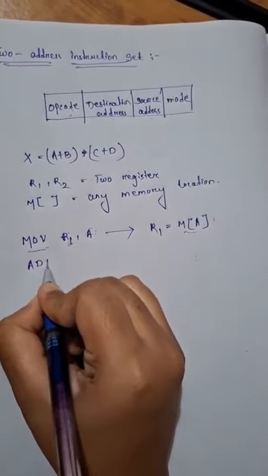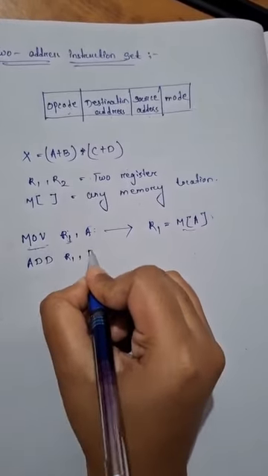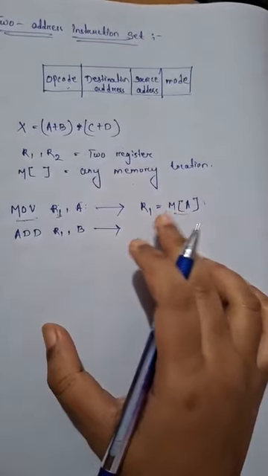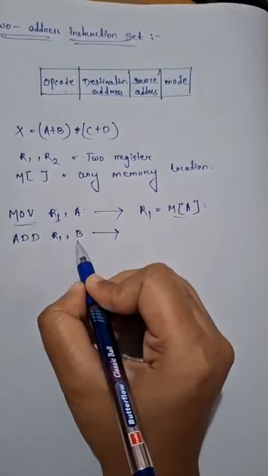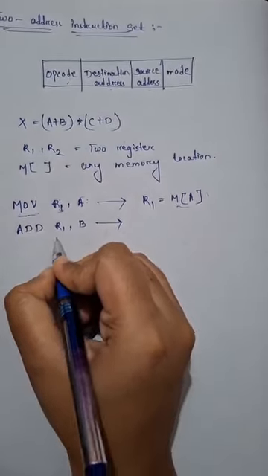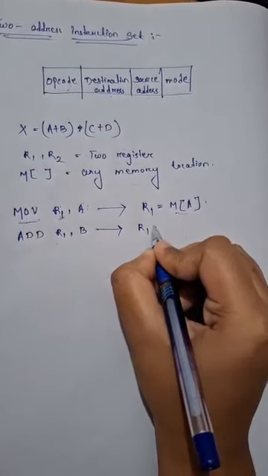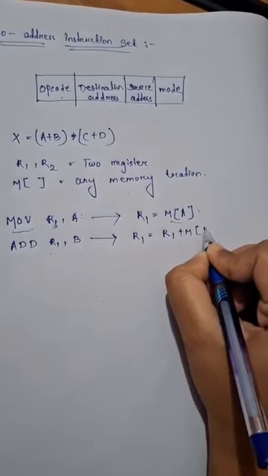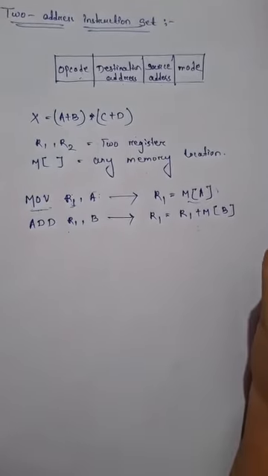Then the second operation is ADD R1, B, means the value in R1 is added with the memory location of B, and then the value is stored again in R1. So it is indicated as R1 is equal to R1 plus M of B.